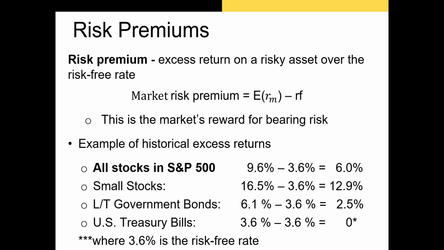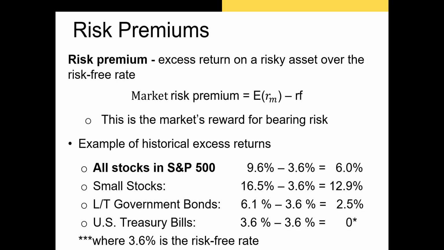Now, we'll start off our discussion of predicting returns with an explanation of the risk premium. A risk premium is the excess return of a risky asset over a risk-free rate. In other words, we take the return on an asset and subtract the return of some other asset, usually a US Treasury bill that's viewed as having no risk.